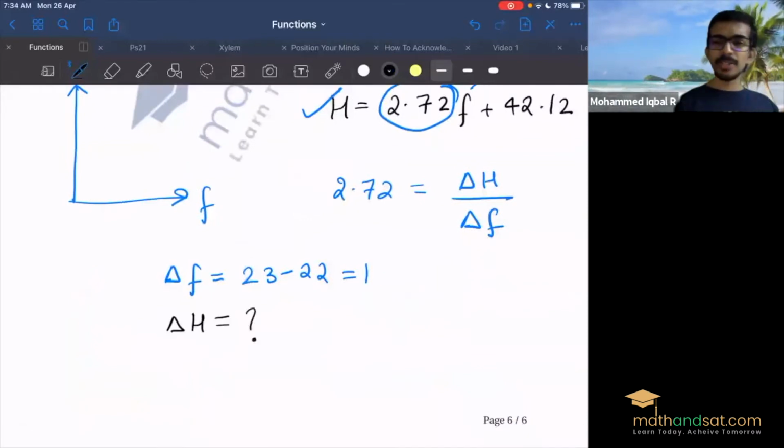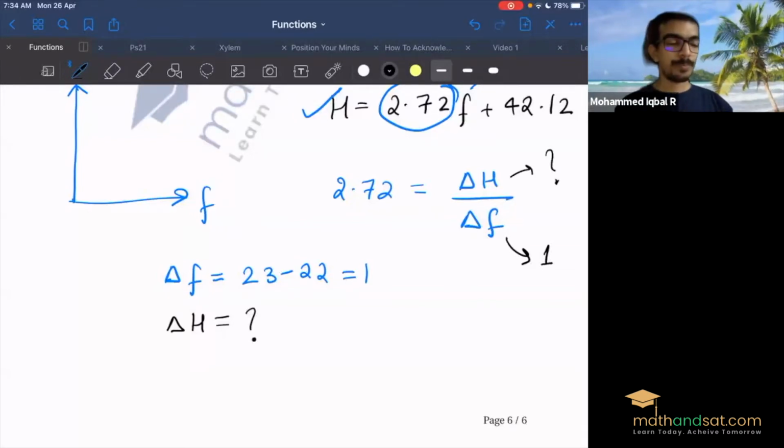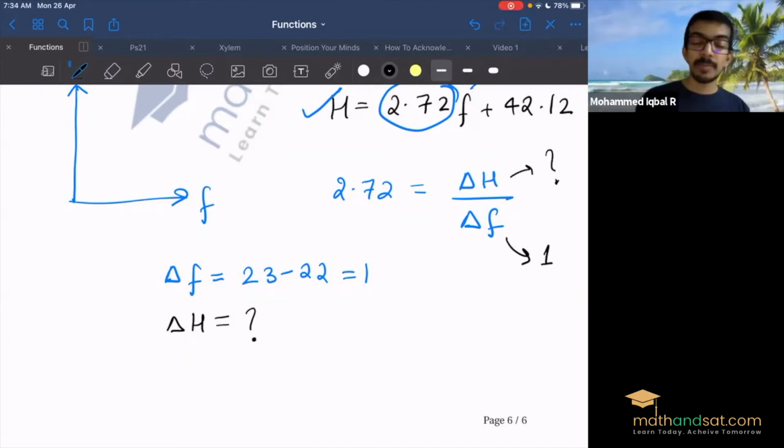Just plug in the values here. That's all. Delta f came out to be 1. So what will be the value of delta h from this expression? Delta f, the denominator, is 1. What will be the numerator? What is the answer? Please tell me.